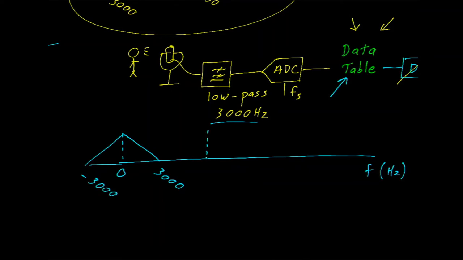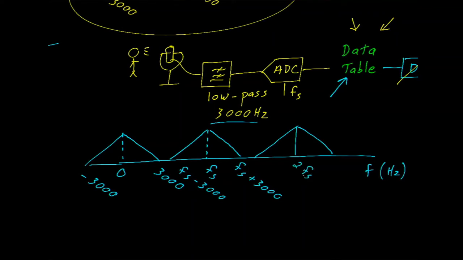At this point here is our sampling frequency, fs. There will be a replicant of the original signal, which means we have fs minus 3,000 and fs plus 3,000. There will be another replicant at 2 times the sampling frequency. So this is 2fs. This is 2fs minus 3,000 and 2fs plus 3,000.